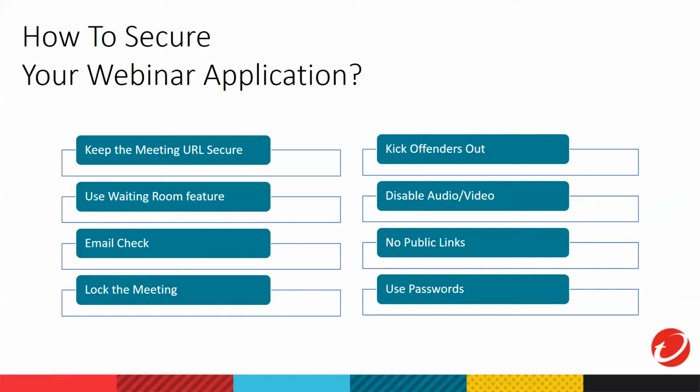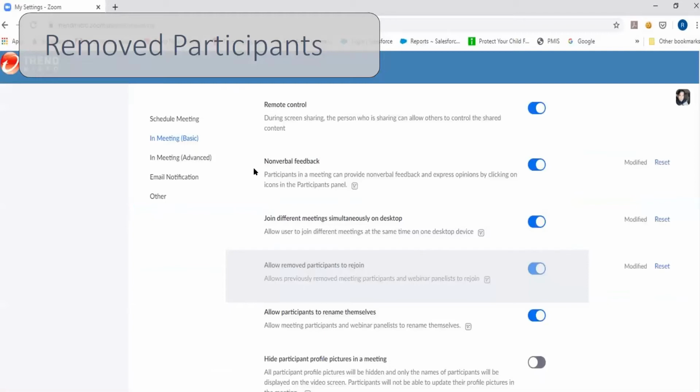Let me show you directly on the example on the Zoom. This is how you remove the participants. You need to enable it in your advanced settings. So in Zoom, there is a setting. If you click that setting, there is another option, advanced settings. If you click on that, you will go to this menu, wherein you need to allow removed participants to rejoin. Just enable that one.